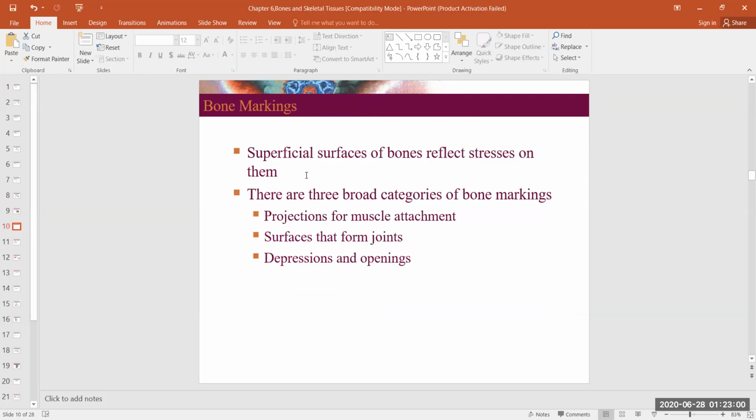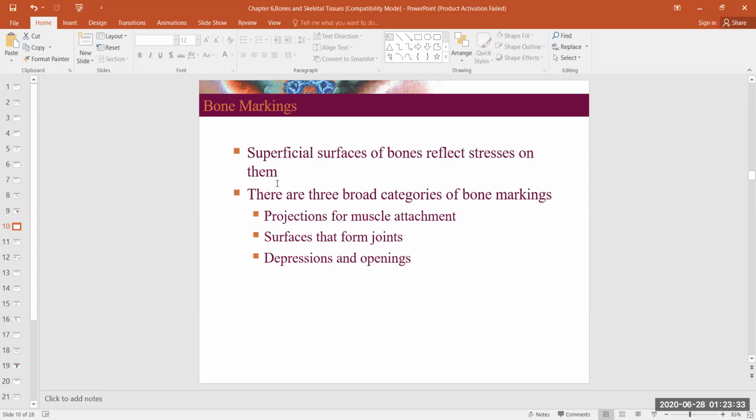Okay. And if you see any long bone or flat bone or irregular bone, none of the bone's surface is smooth. There is always some bump, some depression, some irregular surface, some hole in it. Some holes pass all the way through. Some holes are only a little bit deep. And those are called bone markings. So the surface of bones reflects stress on them. So why are those bone markings? Let me tell you one thing.